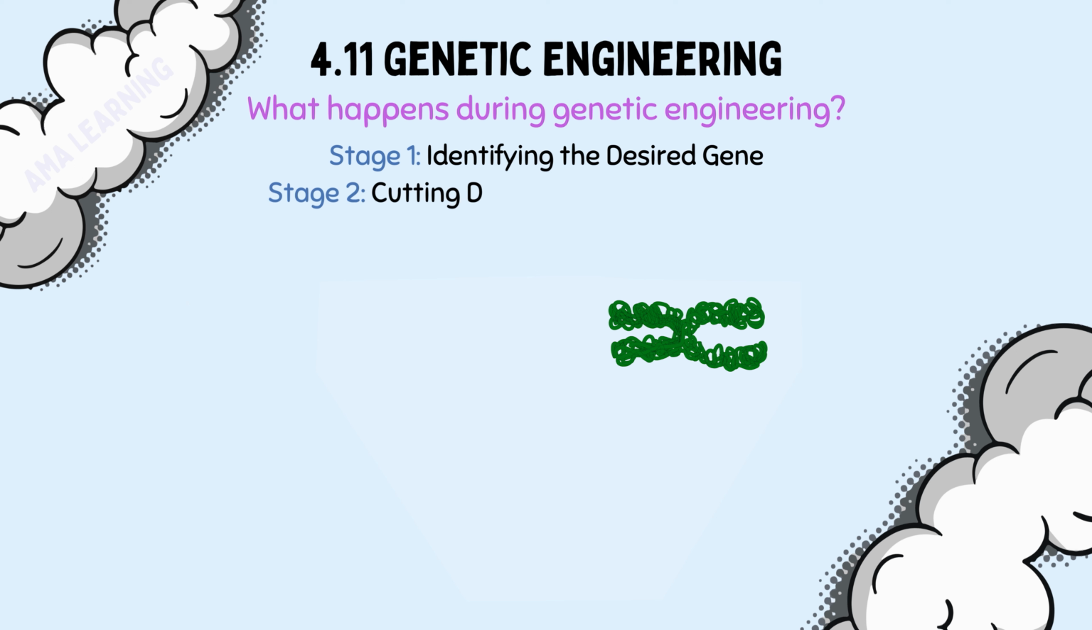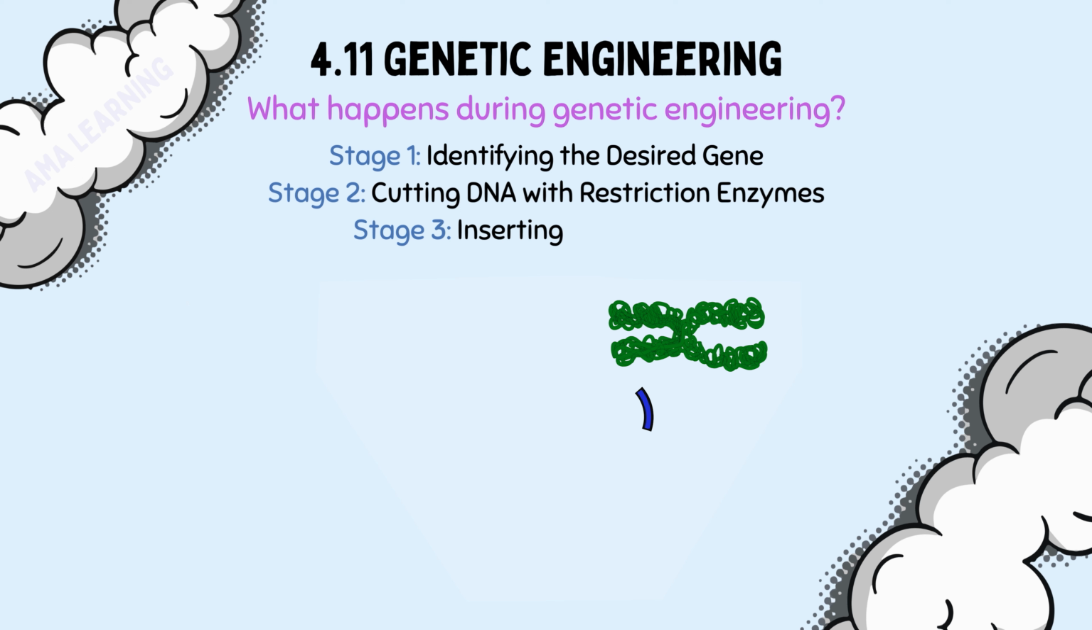Stage 2. Cutting DNA with restriction enzymes. Restriction enzymes, also known as molecular scissors, are used to cut the DNA at specific sequences. In the image, the human DNA containing the insulin gene is shown being cut at restriction sites. These cuts create sticky ends, which are overhanging sequences that can easily bind to complementary DNA sequences.